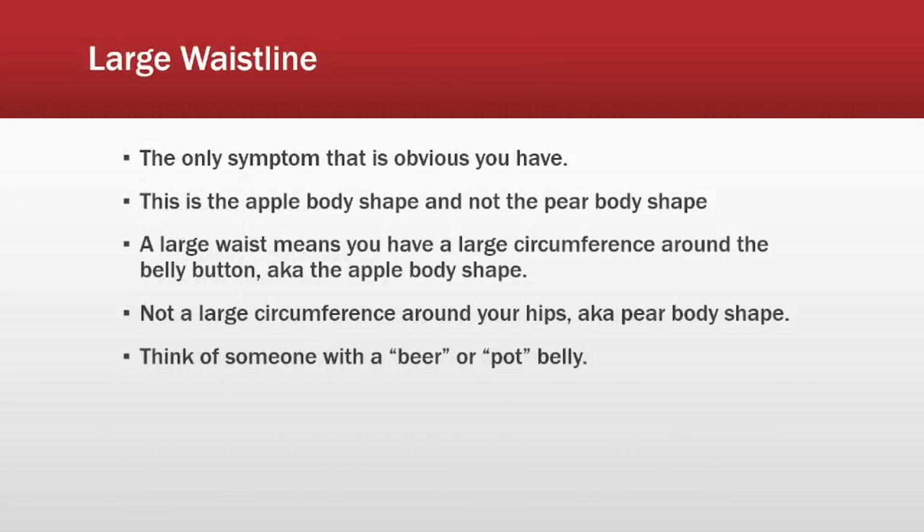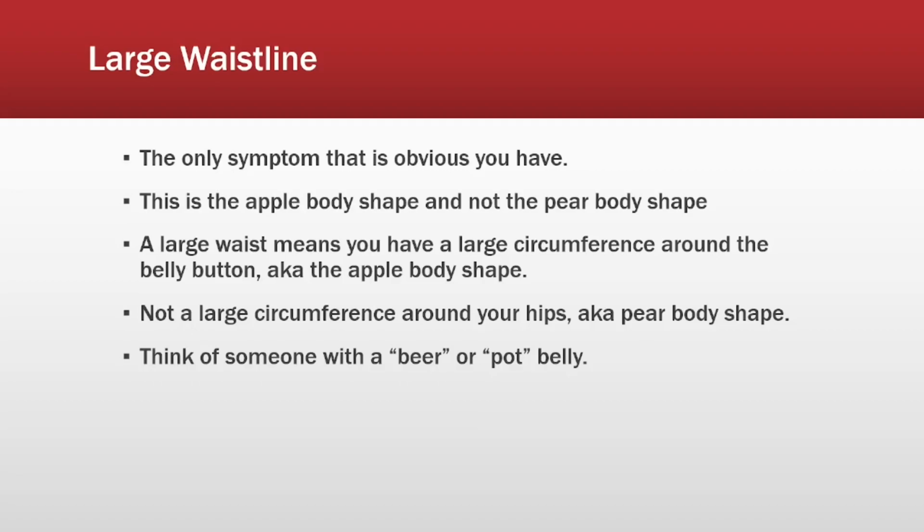The first one we'll go over is large waistline. It's fairly self-explanatory, and it's the only symptom that you'll have that is pretty much blatantly obvious to you. There's kind of two different body types for people that put on some extra weight, not those people fortunate enough to be slim their entire lives. But there's the apple body shape, which is where you have the large waistline. And then there's the pear body, where you carry more of your extra weight in your hips and your thighs.